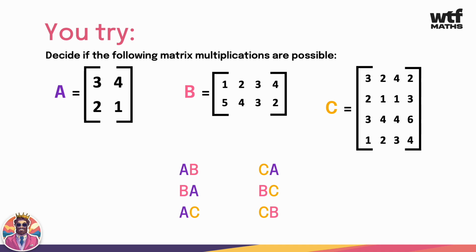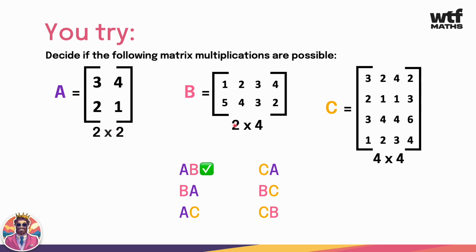Alrighty, let's try to work this out. First of all, we've got a 2 by 2 on the left. In the middle, B was a 2 by 4. And on the right, we've got a 4 by 4 over here. So if we try to do A times B, we're going to end up with a possible scenario. That's because if we look at this, the columns in the first one here matches the rows here.